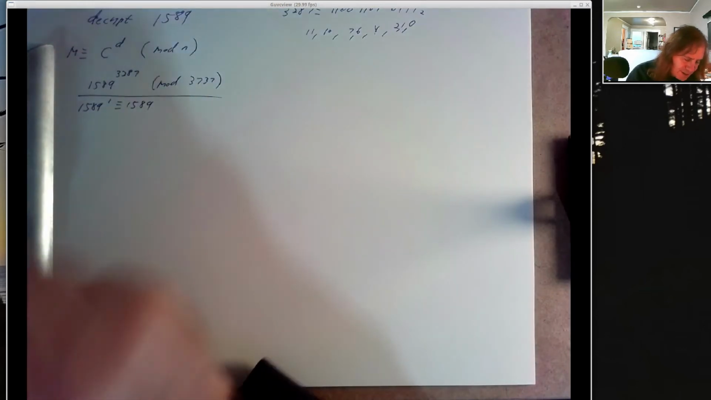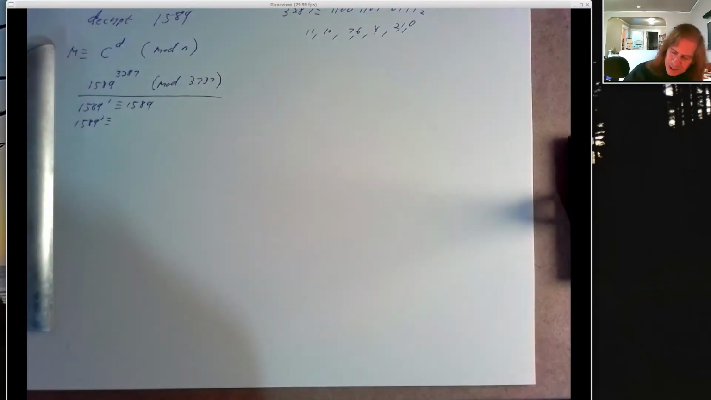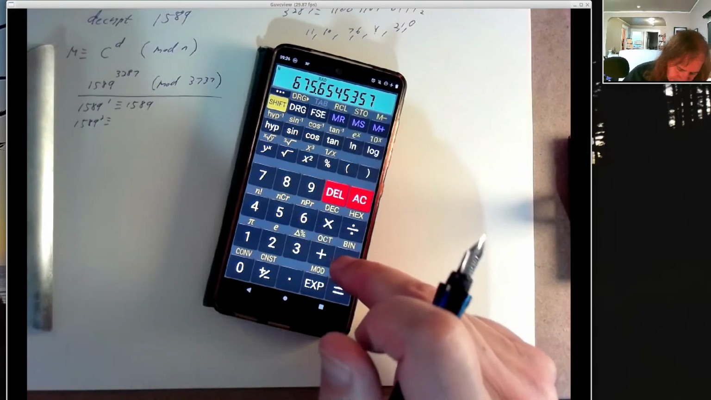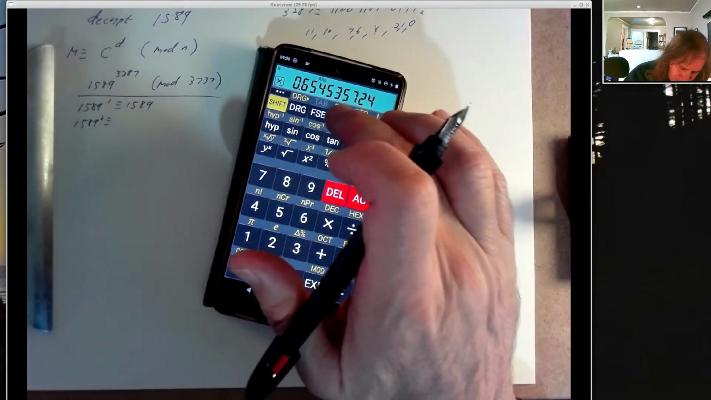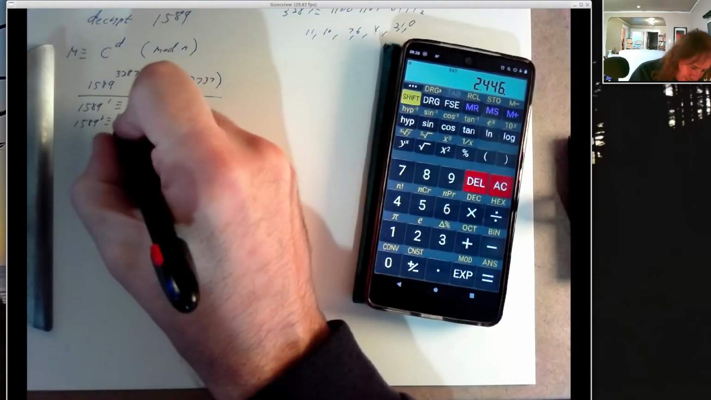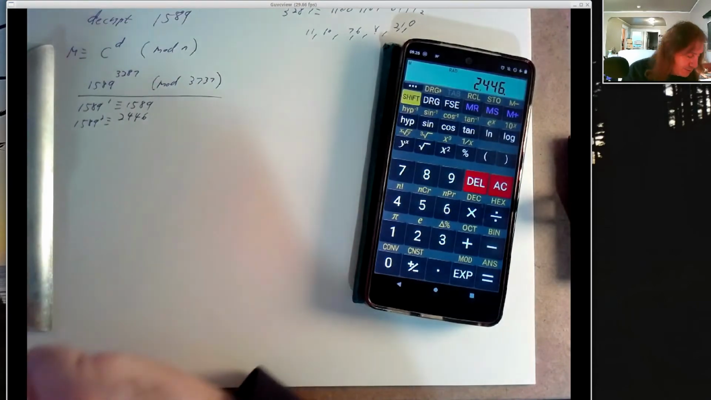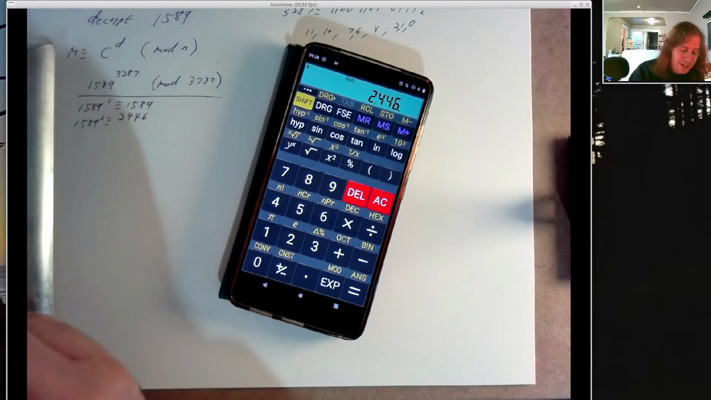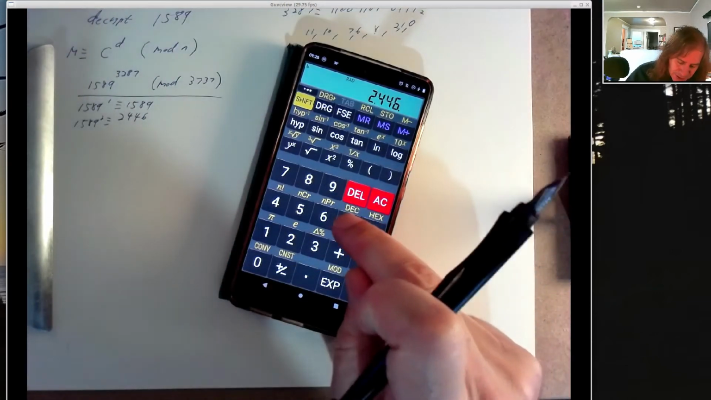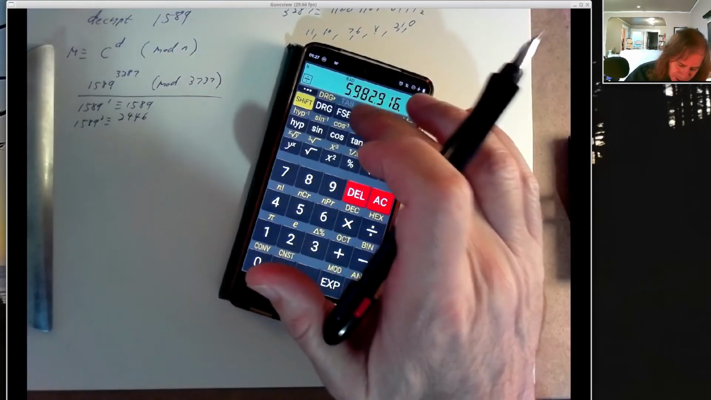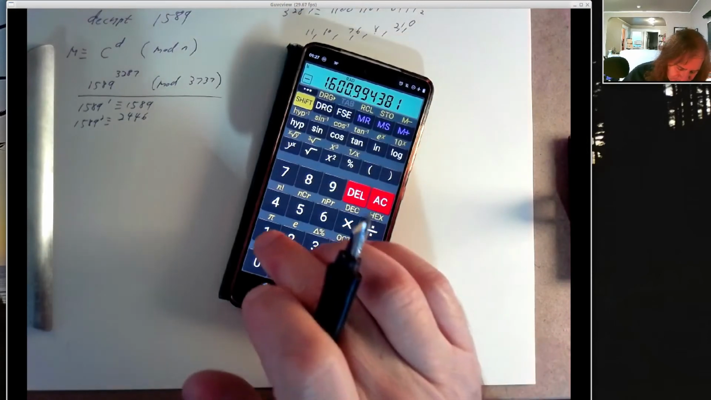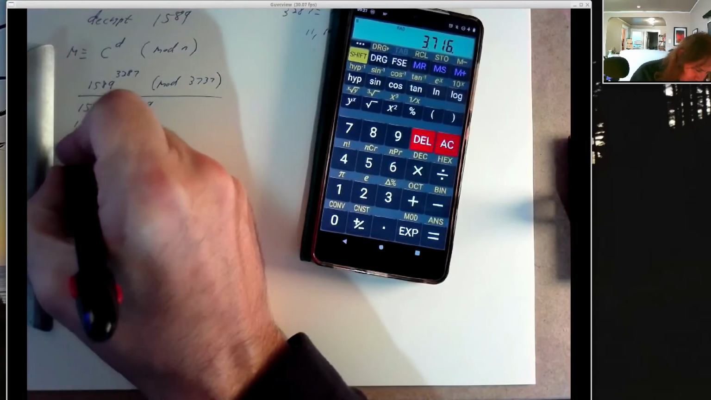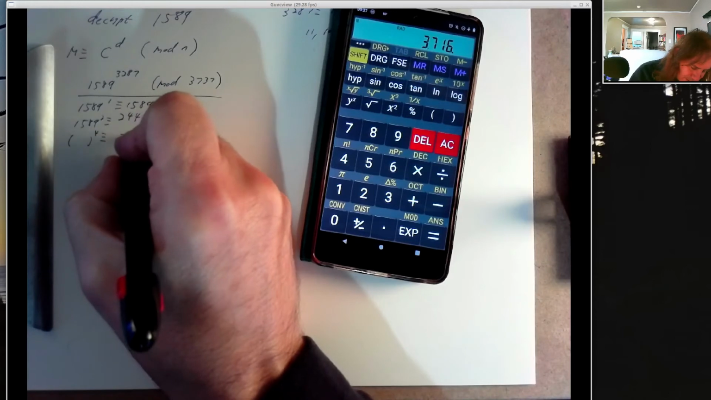So 1589 to the 1st is 1589. 1589 squared is, divided by our moduli, subtract 675, multiply by our moduli, 2,446. So you can skip ahead in the video if you want, but I want to illustrate that even a calculation like this, which is going to have thousands of digits, is doable in a few minutes with a little bit of knowledge of modular arithmetic and a basic desk calculator. So this thing to the fourth is going to be 3,716.